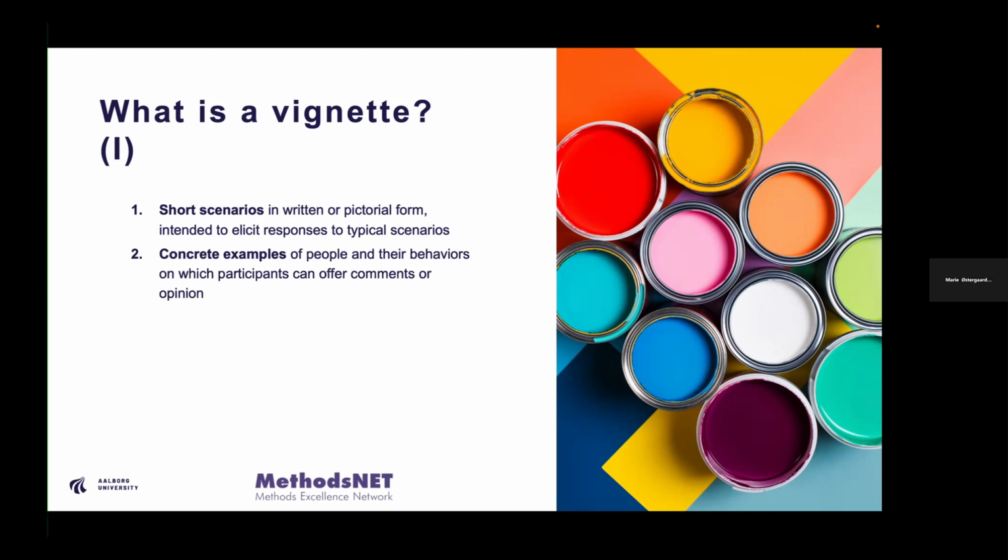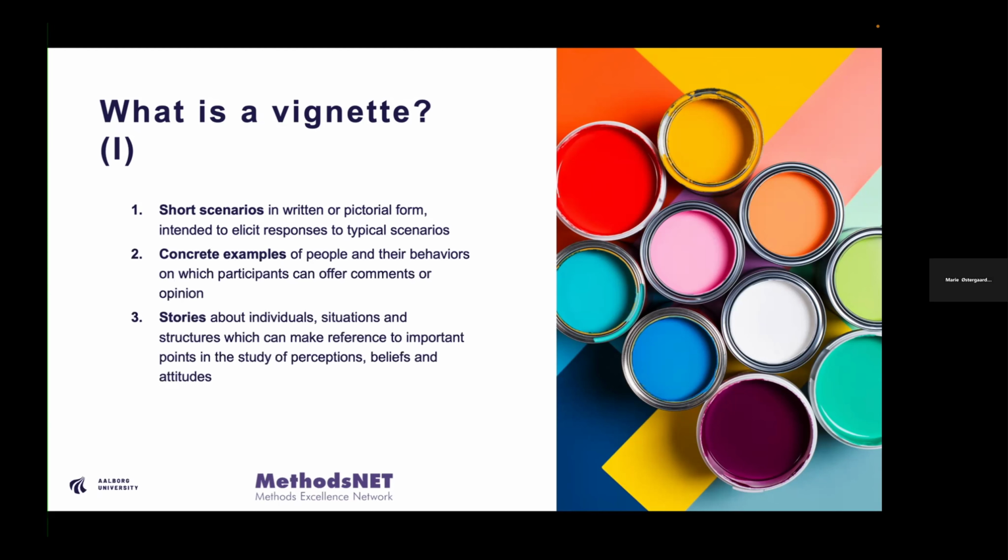So a Vignette is a concrete example of people and their behaviors on which participants, your interviewees, can offer comments or opinions. So this second part of what is a Vignette is really important. So it's a very concrete example. It's something that is constructed in order for your participants, that is your interviewees or your survey respondents, if you work in surveys, to relate to very concrete examples of a representation of a scenario.